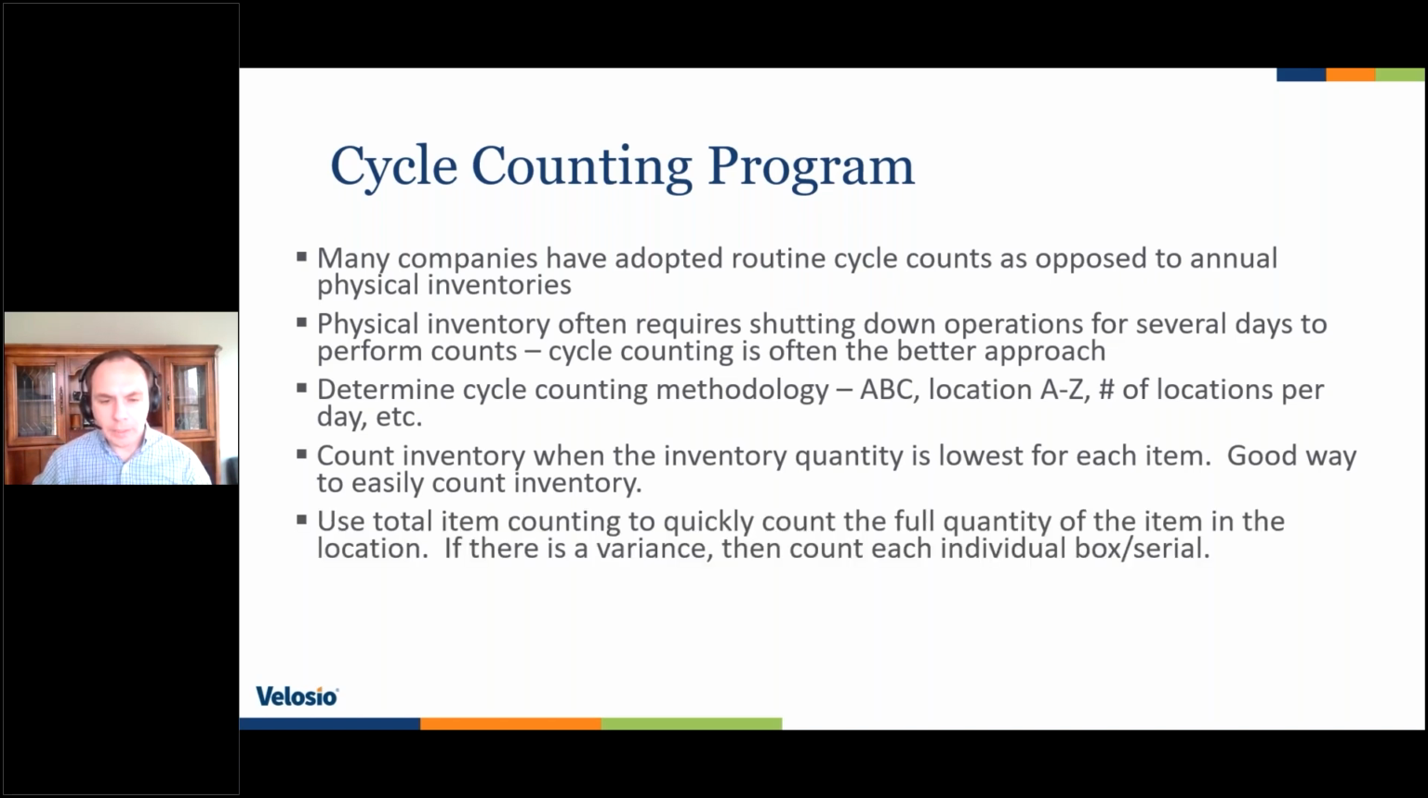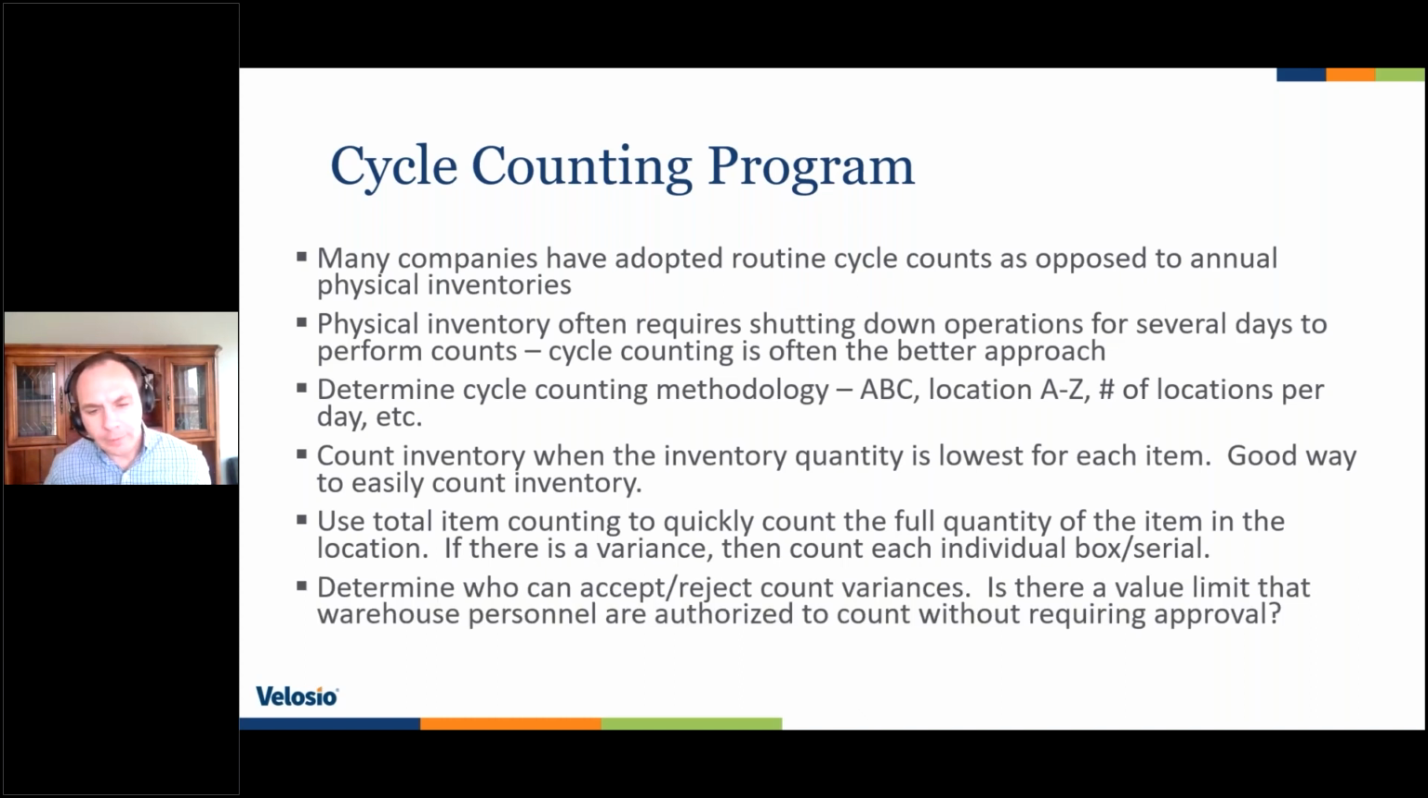Another option in Dynamics is using total item counting. So when you get to a location, let's say there's 1,000 serial numbers in that location, and it's going to take you forever to scan each one of them. What you can do is count them all, say, okay, I've got 1,000, and only if you enter a variance, then you have to go count each individual box. So this is just a time-saving thing. I guess for the most accurate inventory, you probably want to scan every box. There are often trade-offs involved.